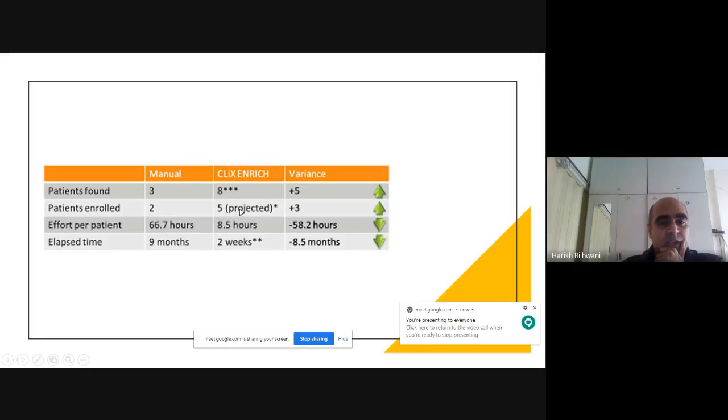And the patients enrolled, they were able to do that. They did this in 8.5 hours. Manually, it took them 66 hours. So you can easily calculate the administrative cost reducing by 58 hours. Does that answer your question? This is one way of how you can reduce that.